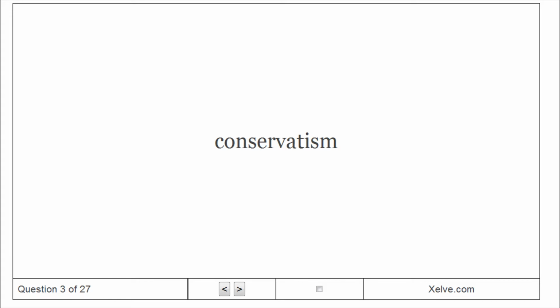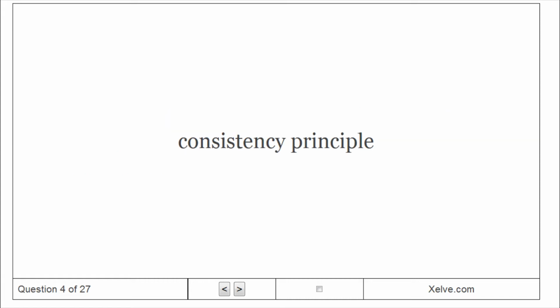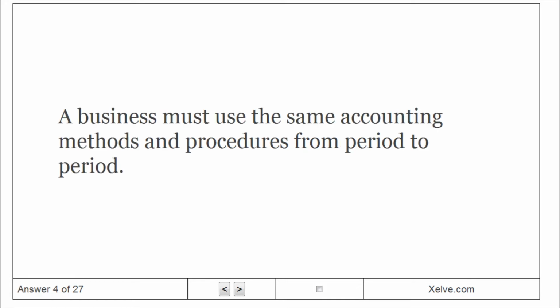Conservatism. The accounting concept by which the least favorable figures are presented in the financial statements. Consistency principle. A business must use the same accounting methods and procedures from period to period.